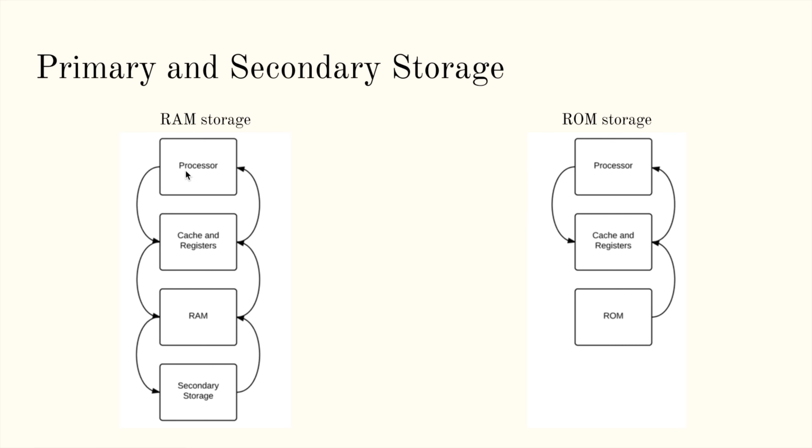So we can see that information goes to and from the processor from the cache and the registers, and then that calls information and sends information to RAM, and then that will send information to secondary storage and call it up to RAM as well. ROM, obviously, read-only memory. It only gets read from to cache and registers, which will then move around the processor and back to cache.